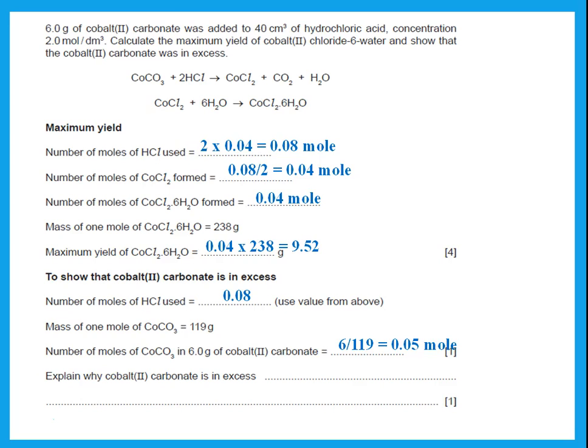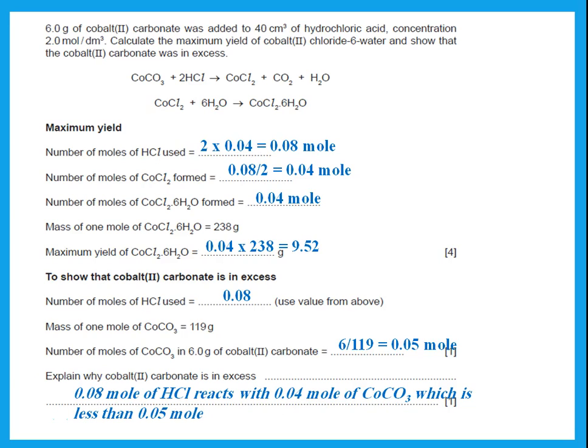If I look at the original equation, it says the number of moles of HCl should be twice the number of moles of cobalt carbonate, or the number of moles of cobalt carbonate should be half the number of moles of HCl. So if I have 0.08 of HCl, how much should I need for cobalt carbonate? It should be half of the 0.08, so actually I need only 0.04, but what he put was 0.05, so that is why cobalt carbonate is in excess, because 0.08 mole of HCl will need to react with only 0.04 mole of cobalt carbonate, which is less than 0.05.